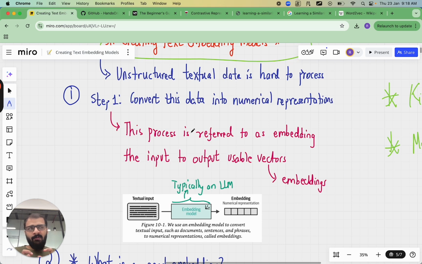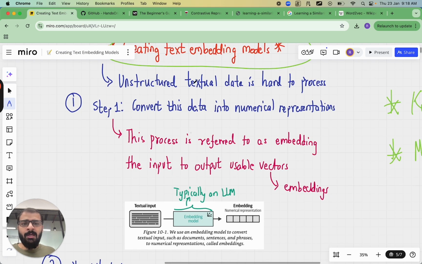Okay, so the reason we need embedding is that we need to convert textual data into numerical representation. So when you say "my cat is sick," that's the text, right? But when we feed this to a computer, we need to feed it in the format of a numerical representation. And that's the reason why we need embedding models in the first place.